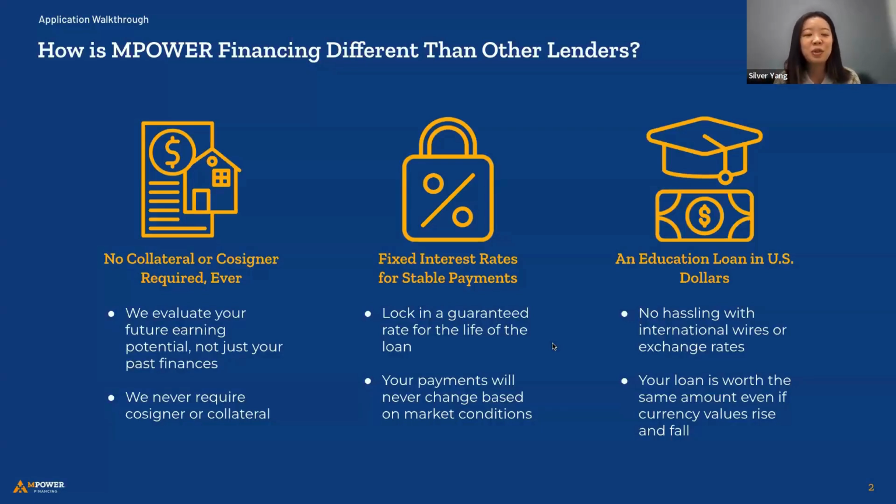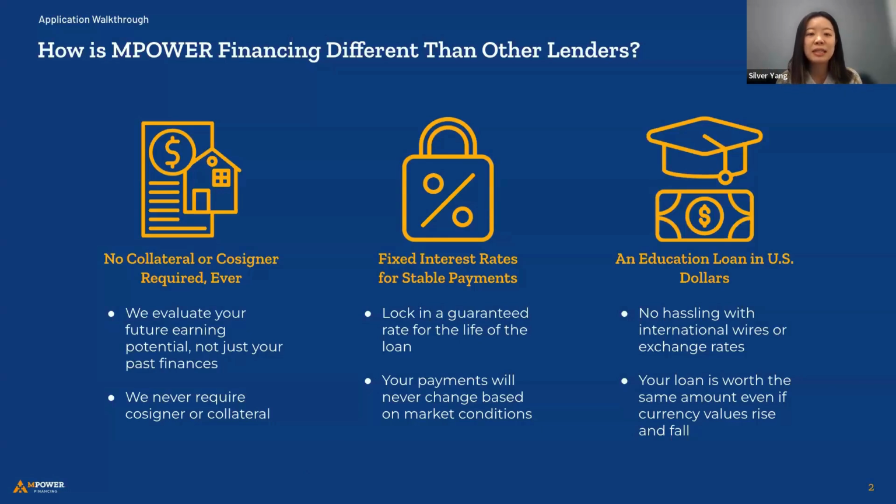Yes, so here are the three features that I think makes MPOWER different from other lenders. And the first one is no cosigner or collateral required. This allows you to apply independently without involving your family. We can do this because our unique credit model evaluates your academic performance to estimate your future earning potential. And this is a very different approach than the traditional banks and other lenders.